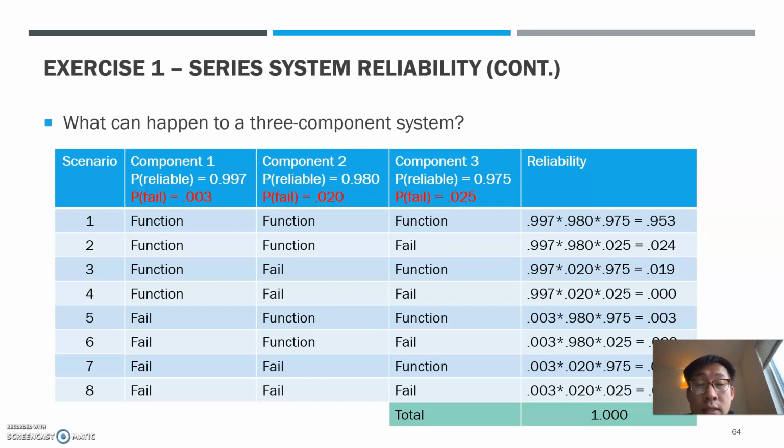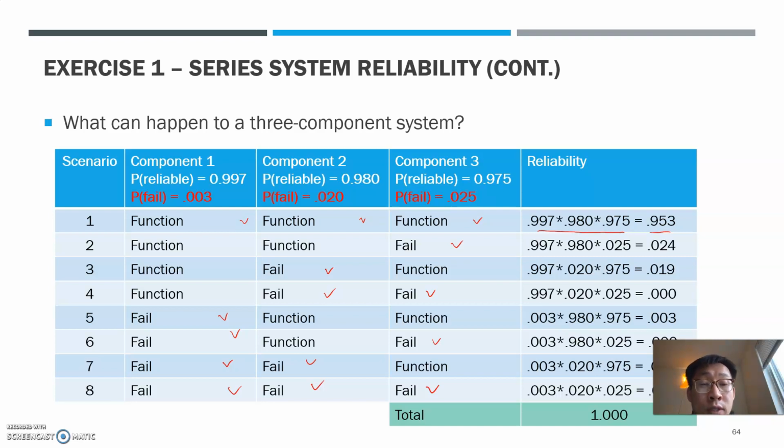So what is the requirement for the system reliability? All three have to function at the same time. So that is 95.3%. Okay, we have other cases where more than one will fail. Of course, in these cases, the system will not function properly. Okay, this is the logic behind it.